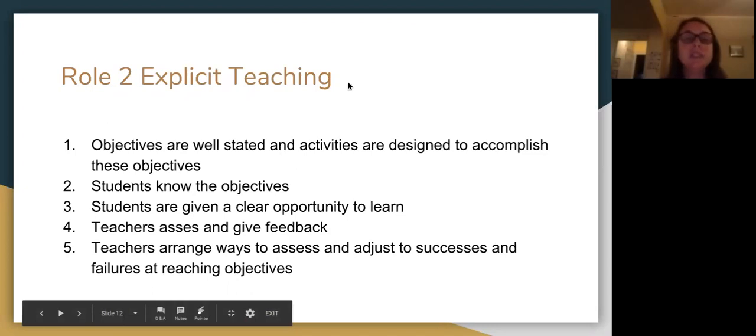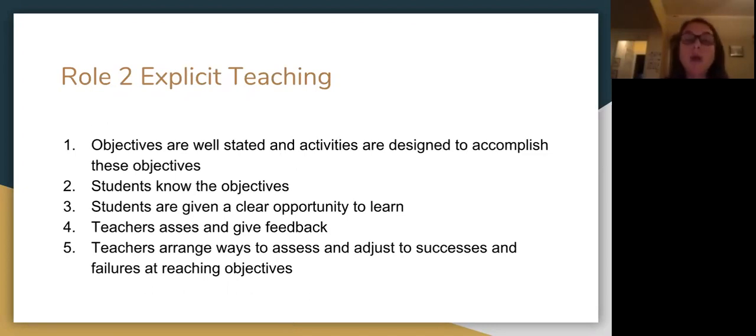Number 2 is explicit teaching. So we've got 5 steps for this. Objectives are well stated and activities are designed to accomplish these objectives. So you're not going to start teaching about the oat sound and have lots of at words in them. You want to make sure that you're really following a well-stated design and the children know, number 2, what you're doing, what the objectives are. Giving them an opportunity to learn, not just giving them the answers, not just lecturing.